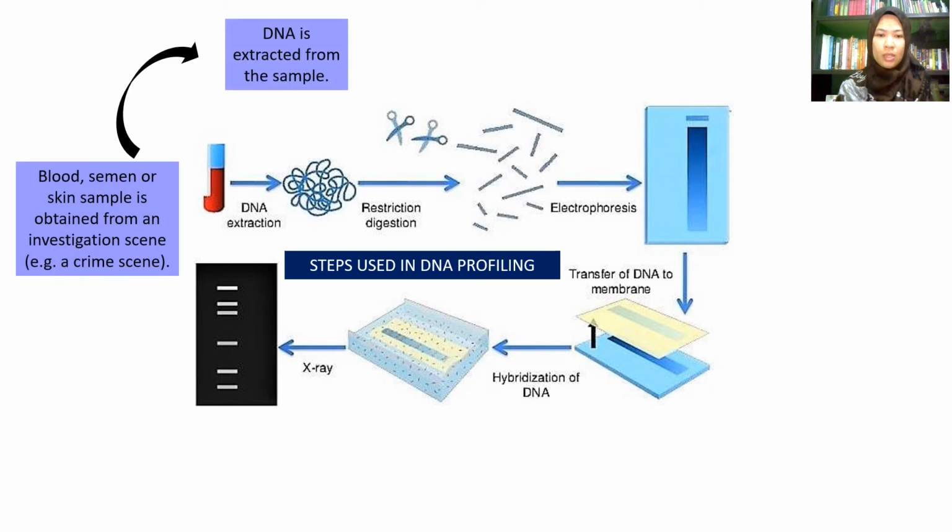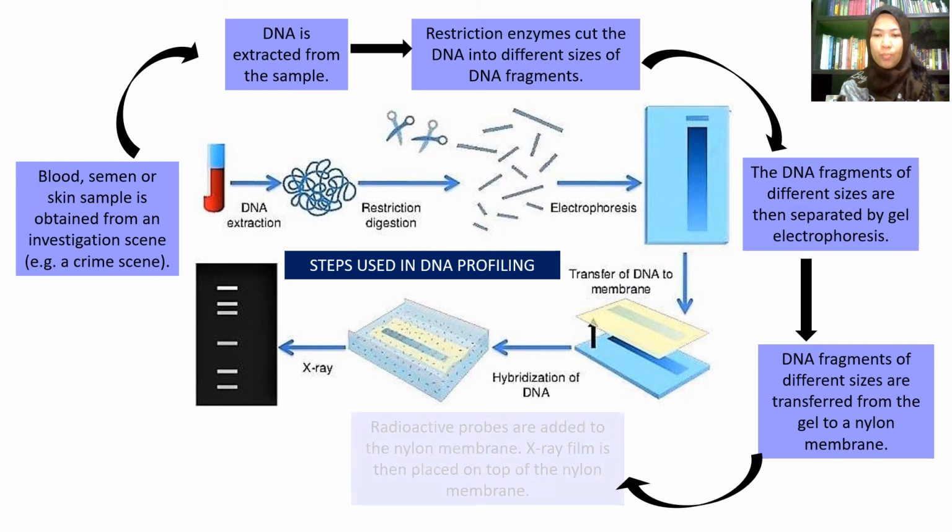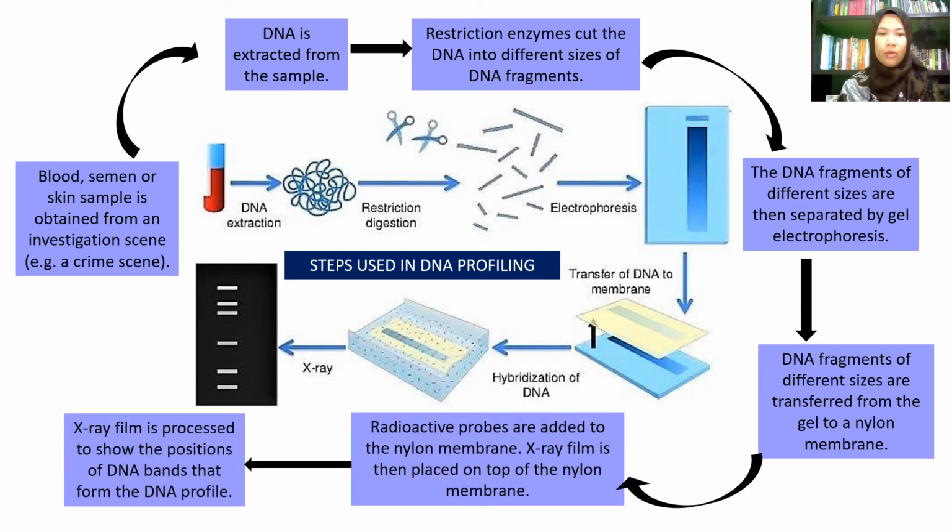Okay, students. Now look at the steps used in DNA profiling. A blood, semen or skin sample is obtained from the crime scene, for example. DNA is extracted from the sample. After that, a restriction enzyme will be used to cut the DNA into DNA fragments.